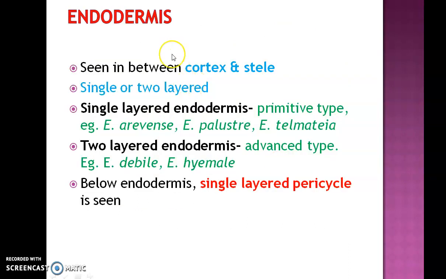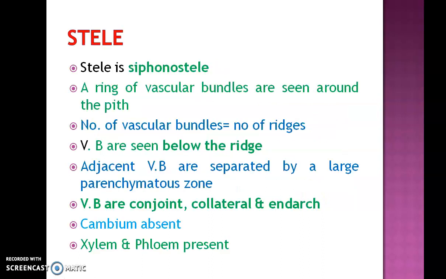Below the cortex, a single layer of endodermis is present. It may be bilayered also. Single layered endodermis is usually a primitive nature, mainly seen in Equisetum arvense, Equisetum palustre and Telmateia, while bilayered endodermis is an advanced character mainly seen in Equisetum debile and Equisetum hyemale. Below the endodermis, a single layer of pericycle is also present. Inner to the pericycle, stellar region is present.